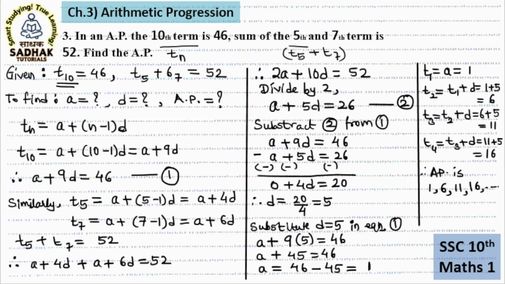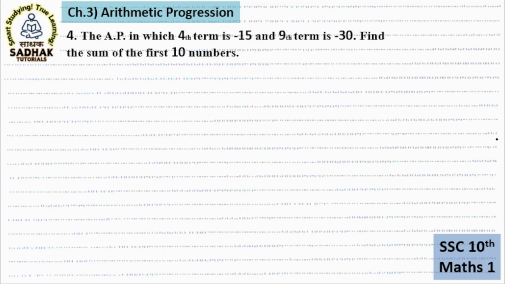So now let us solve sum number 4 from the problem set. The AP in which the fourth term is minus 15 and the ninth term is minus 30. Find the sum of the first 10 numbers. So here, what is given?